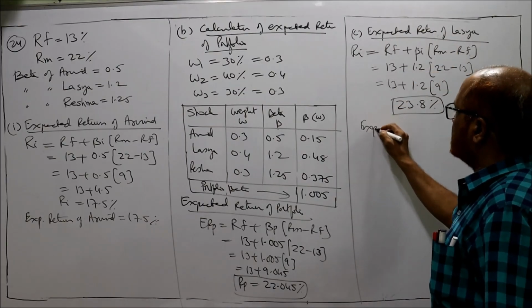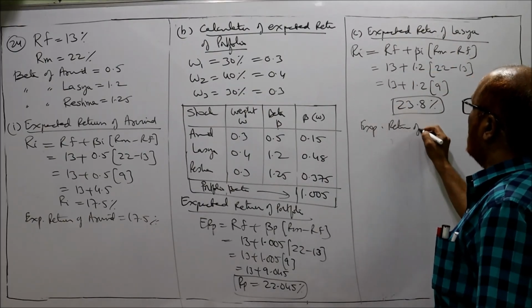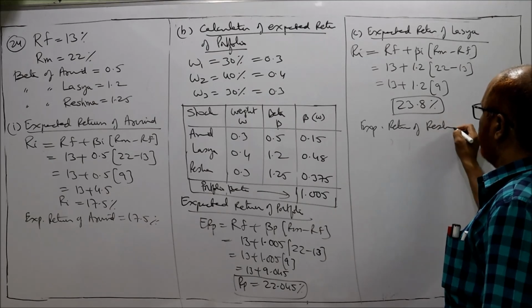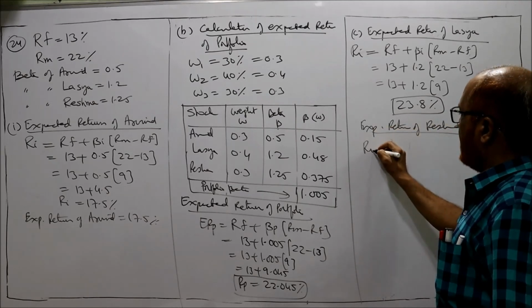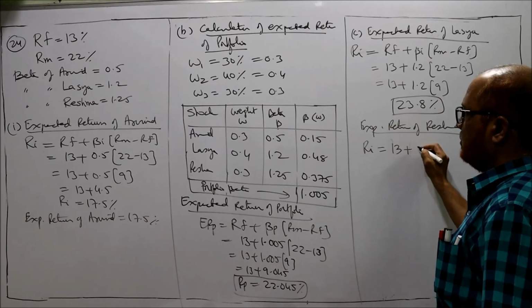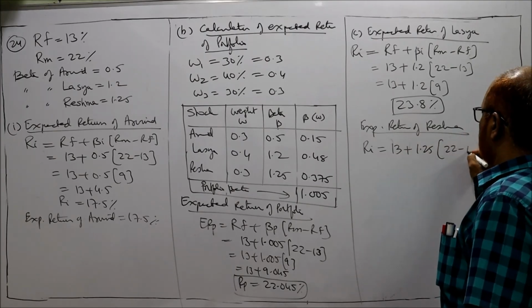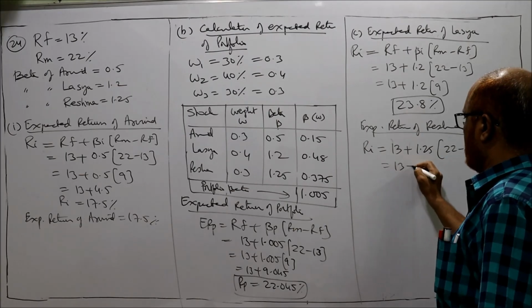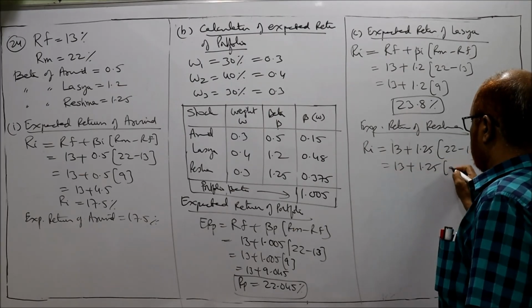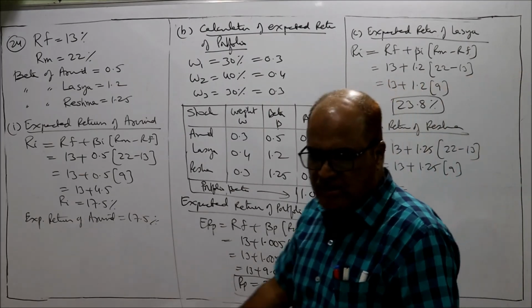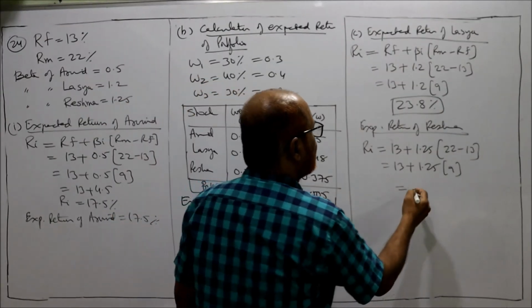Then expected return of Reshma. Ri is equal to 13 plus 1.25 into 22 minus 13. That is equal to 13 plus 1.25 into 9. So the ultimate answer you will get is 24.25.